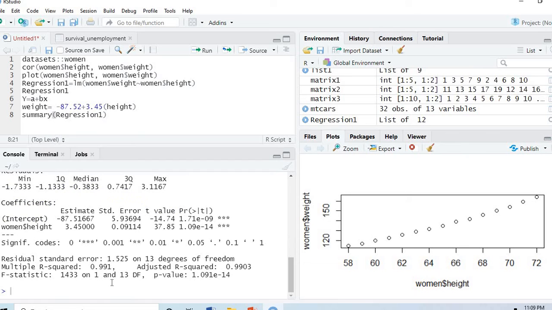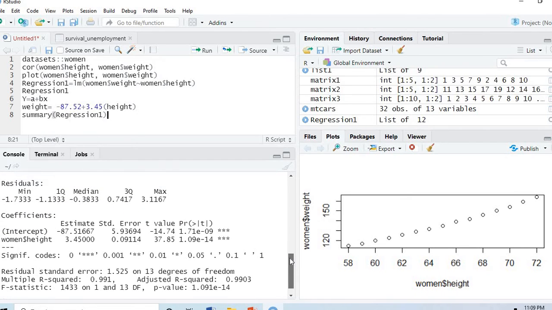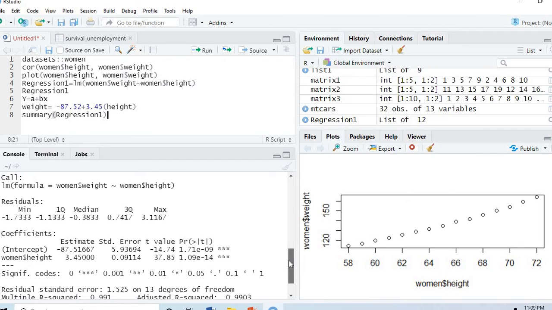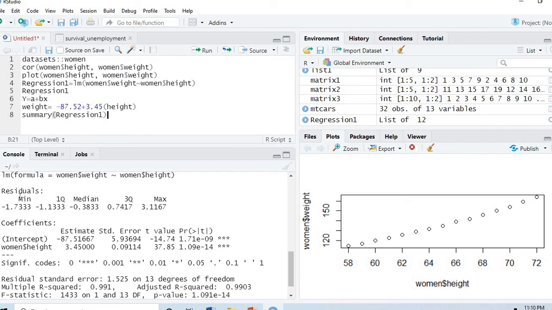Now I'm going to press Alt plus Enter, and in the console area you will see various specifications. Now what are these specifications? The first one is the residuals. What is the meaning of the residuals? Residuals are the difference between the observed value and the predicted value.